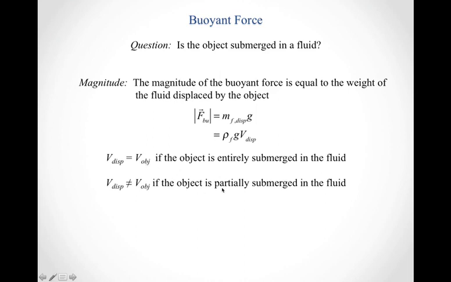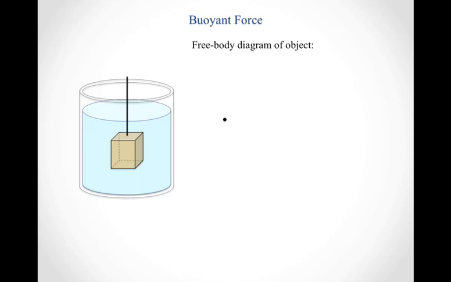On the other hand, if you have an object that's only partially submerged in a fluid, an easy example being something that's floating, so that some of the object sits above the surface of the fluid and the rest sits below, then the volume of fluid being displaced is not equal to the volume of the object. It's something less than that. In terms of direction, the buoyant force always points up. So these are the parameters that define the buoyant force. Let's look at a couple of examples.